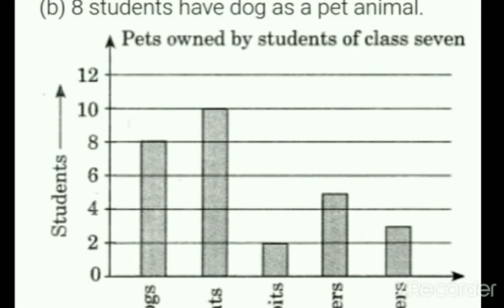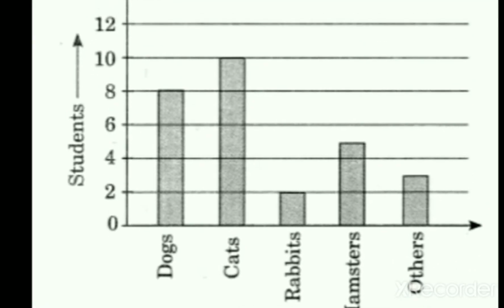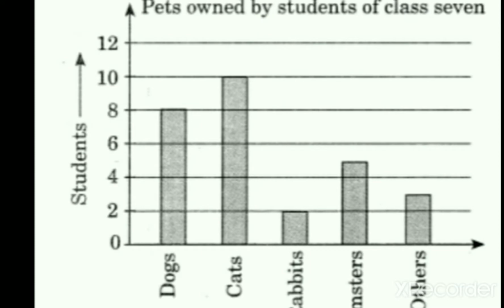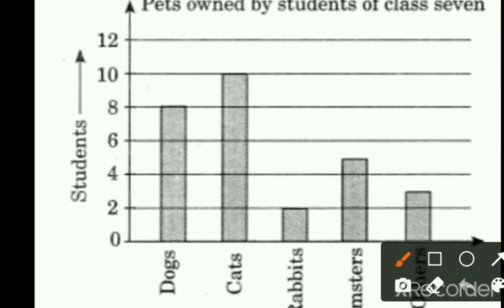First question, which is the most popular pet? Look into the graph. In the graph, you can see the x-axis. Along the x-axis you have your pets, and along the y-axis you have the number of students, that is, how many students like each pet. Now, which is the most popular pet? You can see cat is the most popular pet. Yes children, cat only, it is more. So cat is the most popular pet.